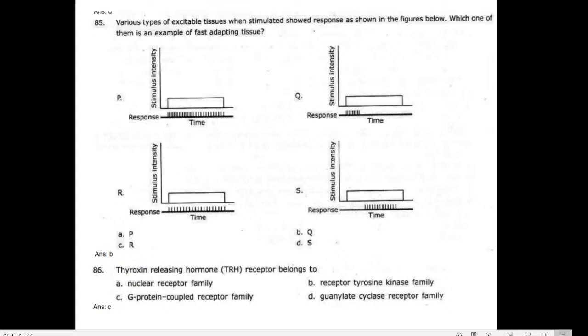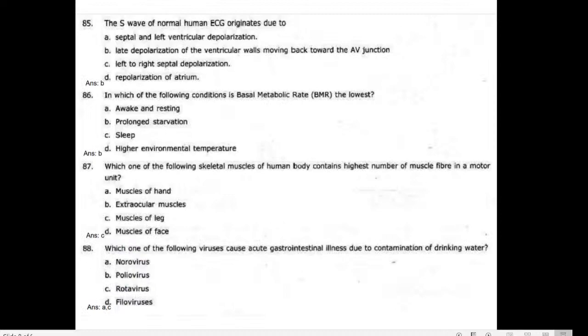Next concept: the S waves of the normal human ECG originate due to, as we have discussed, ventricular depolarization. The question is: in a normal human, late depolarization of the ventricle walls moves back towards the AV junction. This is the answer about how the normal human ECG originates.